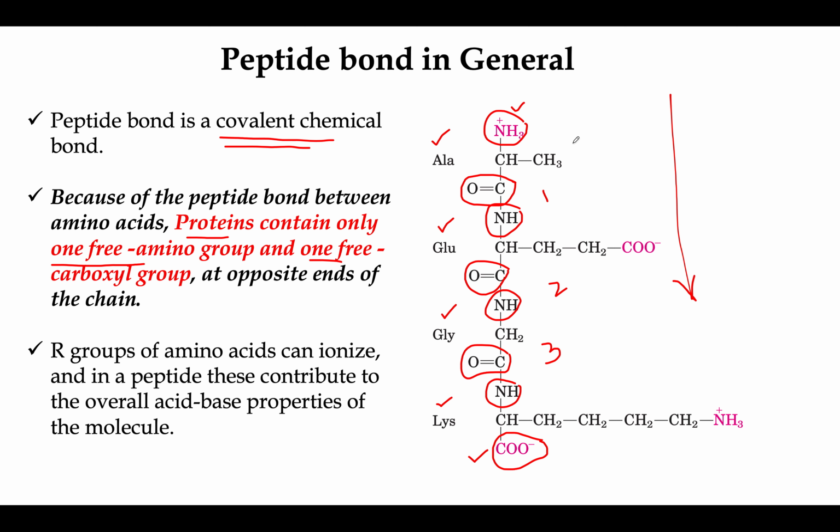So how will I read the sequence of this tetrapeptide? The first amino acid is alanine. The second one is glutamic acid. The third one is glycine. And the fourth one is lysine. So this particular peptide has 4 amino acids. So it is a tetrapeptide, 4 meaning tetra.